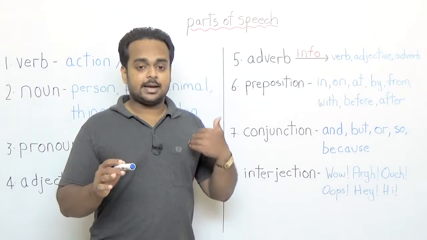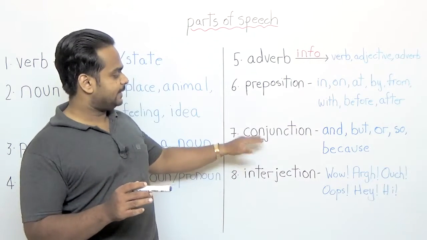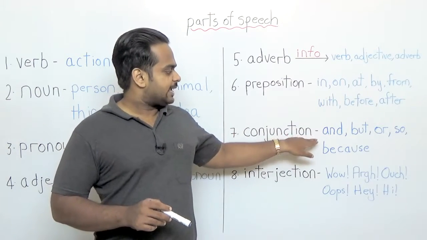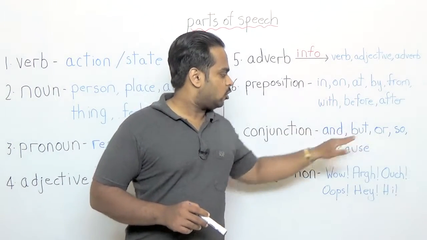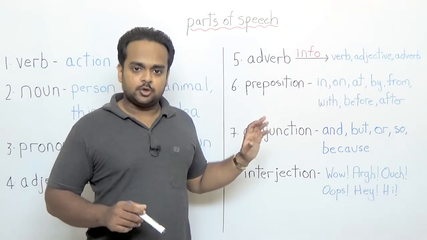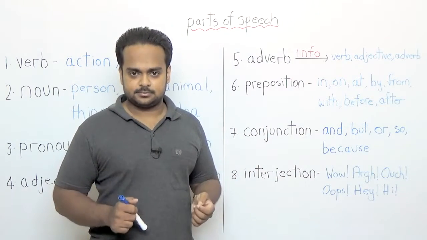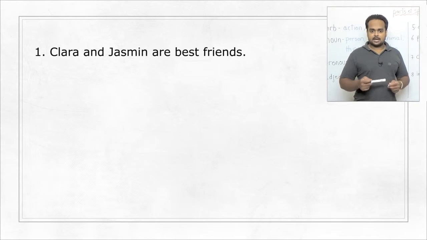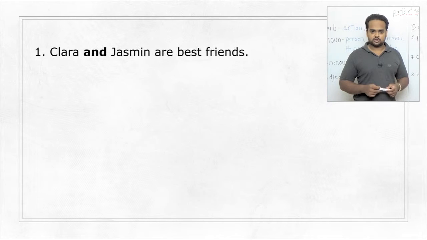Now, students sometimes confuse prepositions with conjunctions, but these are very different. Conjunctions are words like and, but, or, so, and because, and they help to connect ideas. For example, in the sentence, Clara and Jasmine are best friends. Can you say which the conjunction is? The conjunction is and it helps to connect Clara and Jasmine, both of which are nouns.